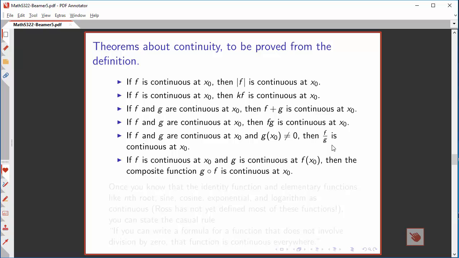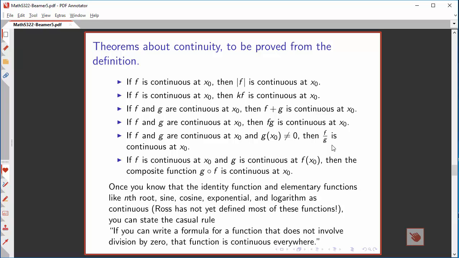This guarantees the continuity of functions like sine of x squared. If f is continuous at x0 and g is continuous at f of x0, that's like x squared is continuous for x equals 2, but the sine function is continuous for its square, 4, then the composite function is continuous.